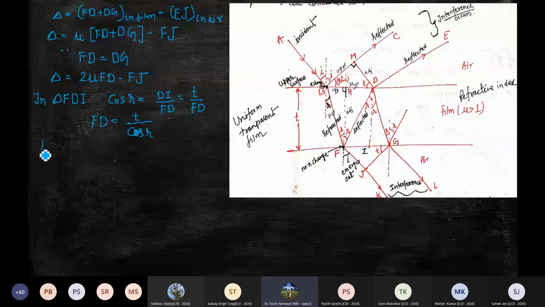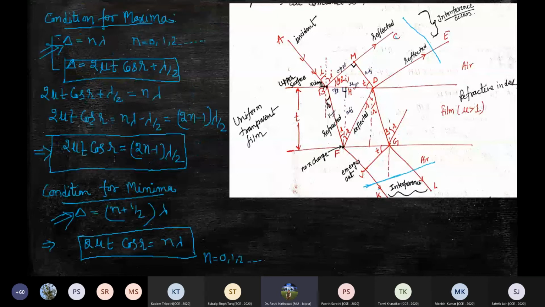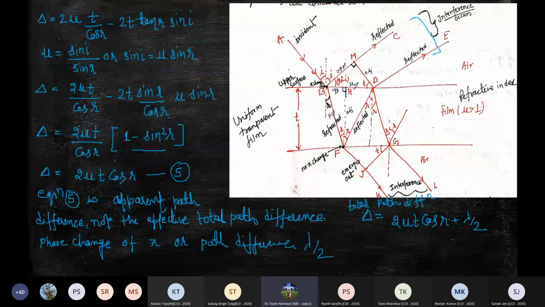Now, what will be the tan R here? FI upon DI. Very good. FI upon DI, FI upon T. So I can write FI equals T tan of R. I think I should give some equation numbers here. What will be our last equation? Let me go back because it's a continuous derivation. So this was the fifth one.